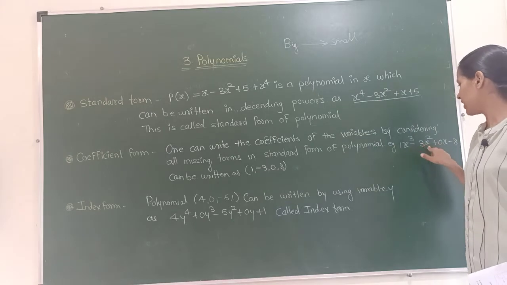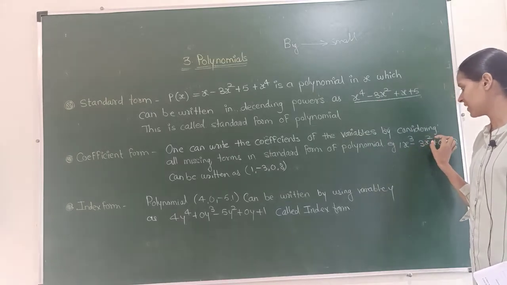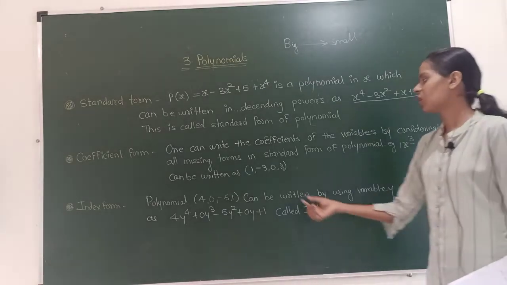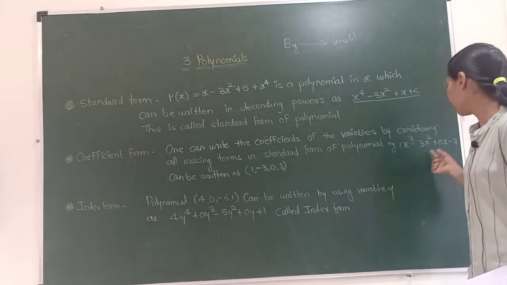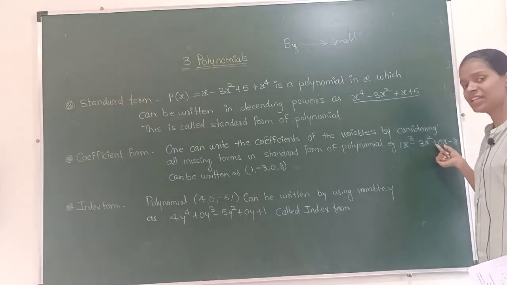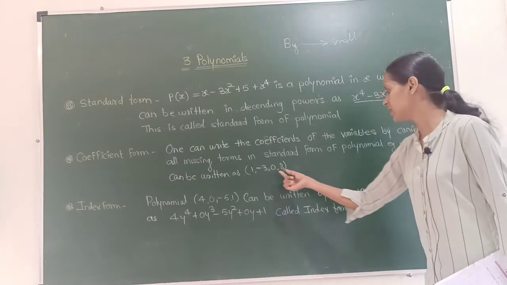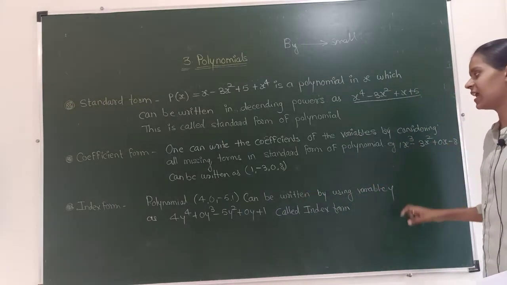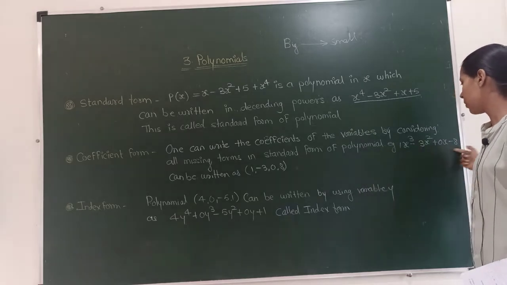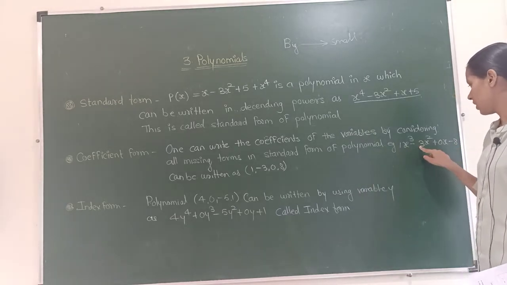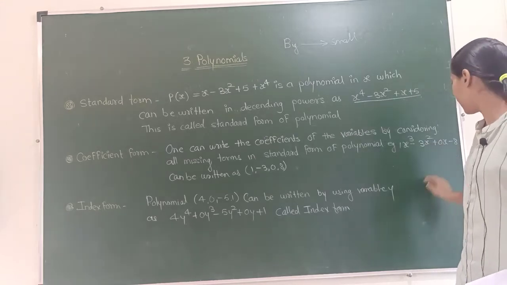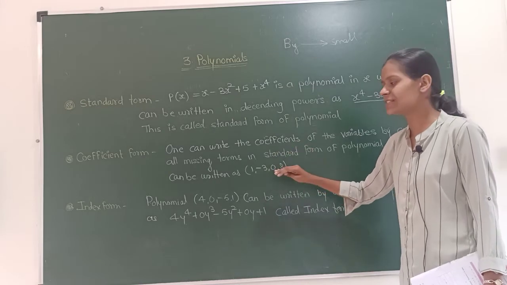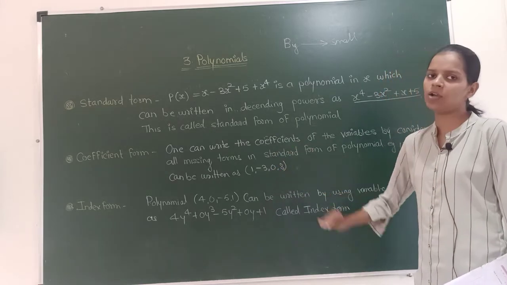The number before this x variable, x cube square, is minus 3, therefore the coefficient is minus 3. After that, the number before this x is 0, therefore the coefficient is 0, and this is the 8, there is no variable, so the coefficient is 8. So overall for this polynomial the coefficients are 1, minus 3, 0 and 8. So 1, minus 3, 0 and 8. These are the coefficients, and this is called the coefficient form of the polynomial.